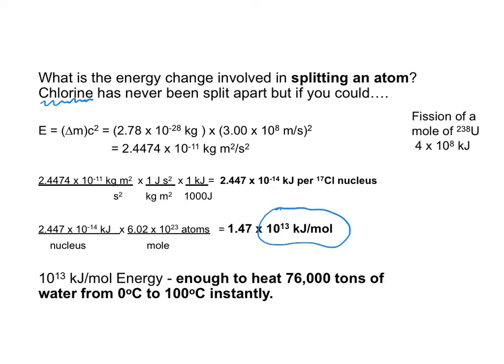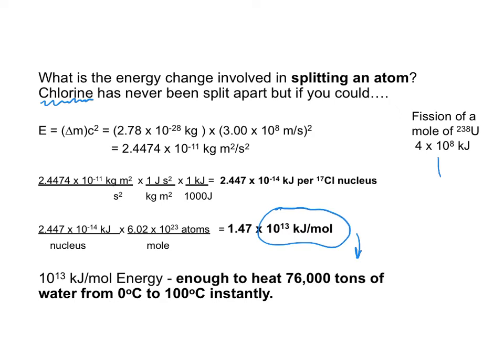10 to the 13th kilojoules of energy. And I like this analogy. That is enough energy to heat 76,000 tons of water from 0 to 100 degrees instantly. So that kind of gave me a better idea of what's being involved when I see a nuclear explosion.